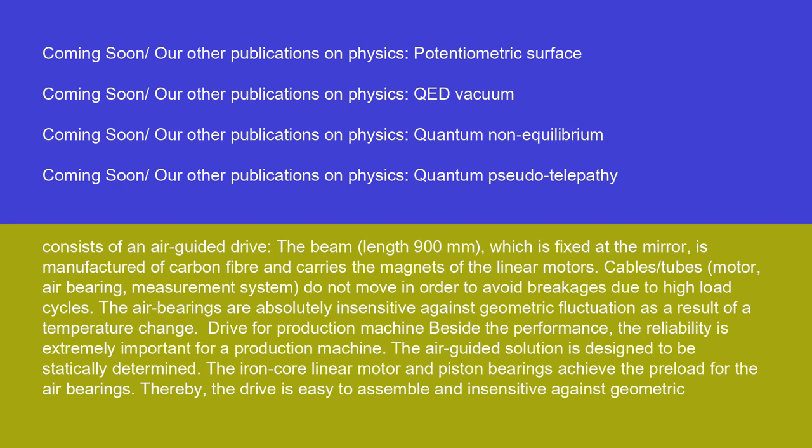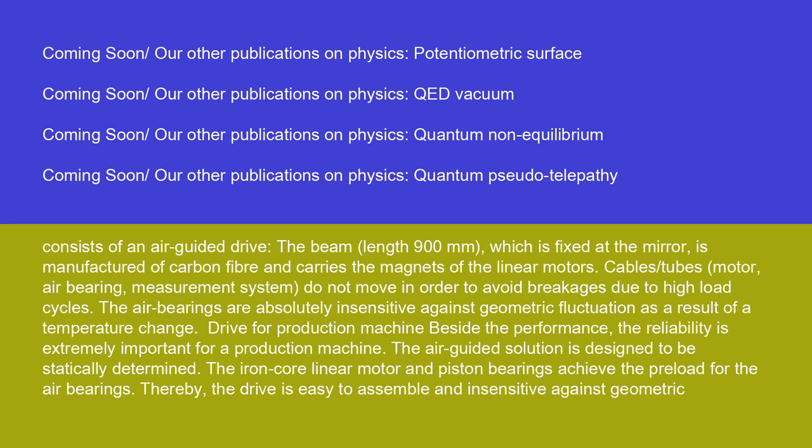The beam, length 900 millimeters, which is fixed at the mirror, is manufactured of carbon fiber and carries the magnets of the linear motors. Cables, tubes, motor, air bearing and measurement system do not move in order to avoid breakages due to high load cycles. The air bearings are absolutely insensitive against geometric fluctuation as a result of a temperature change.